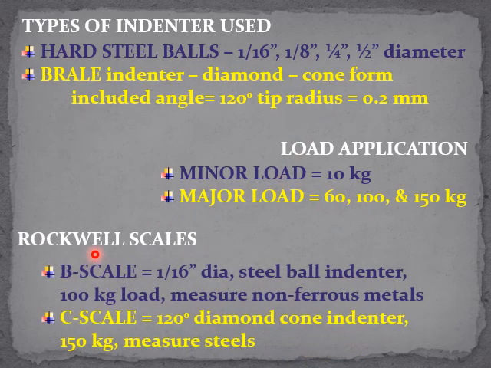The Rockwell measurement is read by two scales, the B scale and the C scale. In the B scale, a steel ball indenter of 1/16 inch diameter is used. The applied load is 100 kg and it is used to measure the hardness of non-ferrous materials. Whereas in the C scale, a diamond cone brale indenter is used. The angle is 120 degrees, the applied load is 150 kg, and it is used to measure the hardness of steel.